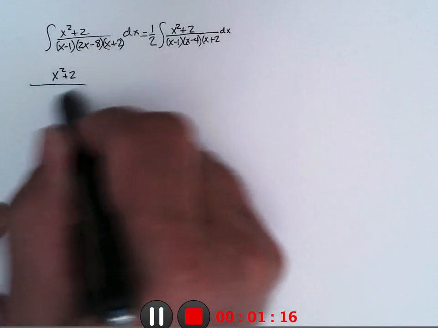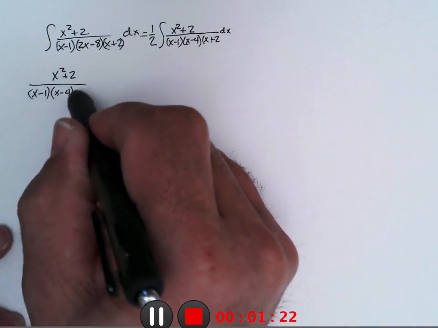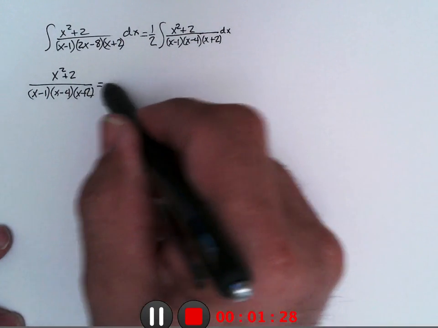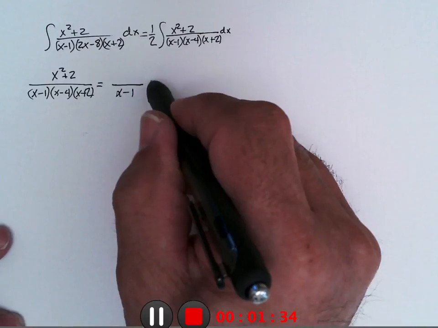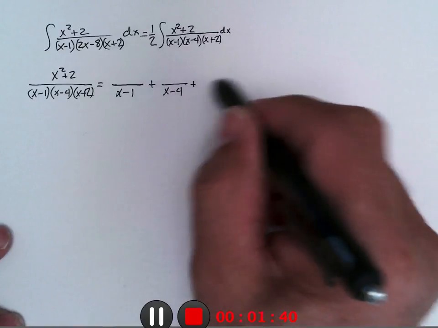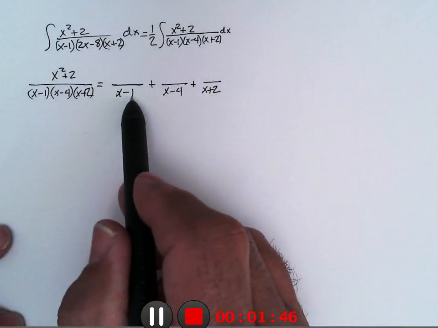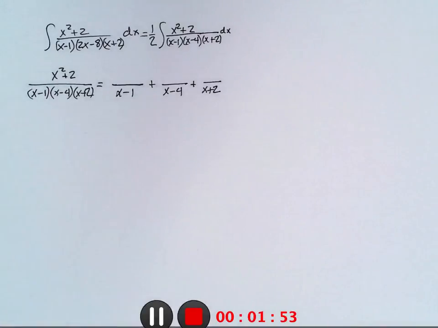Now, the partial fraction technique says if we got a fraction that looks like this, x squared plus 2 over x minus 1 and x minus 4 and x plus 2, it could have come from something over x minus 1 plus something over x minus 4 plus something over x plus 2, and then somebody tried to get a common denominator, so it's all 3 multiplied, to get that. So, what could be the numerators here?